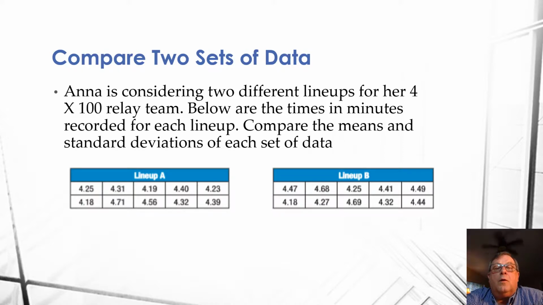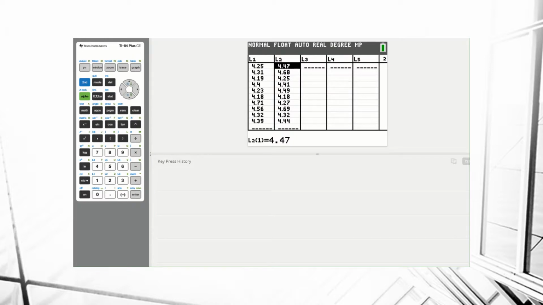Now we're going to jump over to the calculator, and we're going to run some statistical analysis. We're going to be zeroing in on the mean and the standard deviation between lineup A and lineup B. Now over here on my trusty TI-84 Plus CE calculator, as you can see, I have already entered the data for lineup A. That's in L1, starting with 4.25, ending with 4.39. And lineup B, which starts at 4.47 and ends at 4.40. I'm going to do this a couple of ways because I want to show you something a little bit different. But first we're going to run the stat.